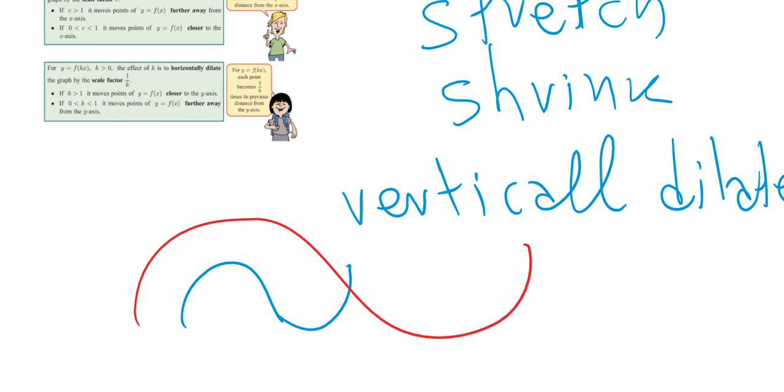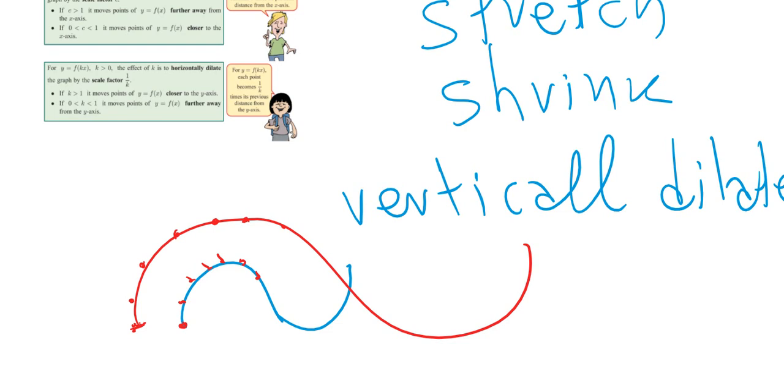So what's happening? That original point moves over here, for example, and that moves over there, that moves over there, that moves over there. Do we understand that? There is a move.